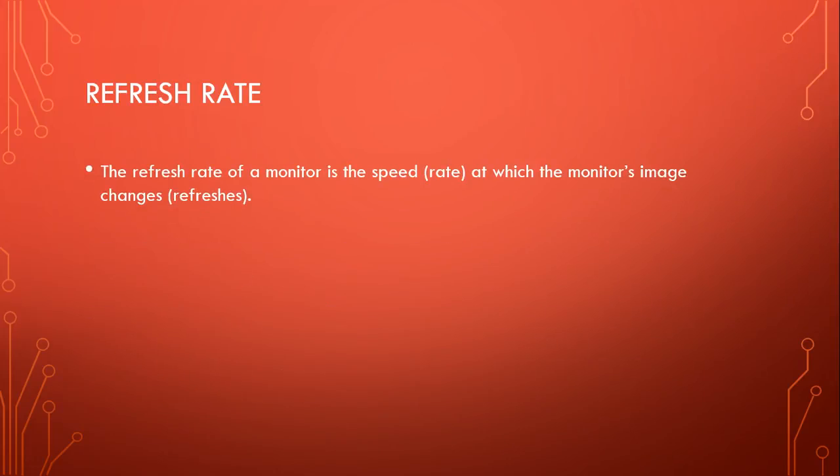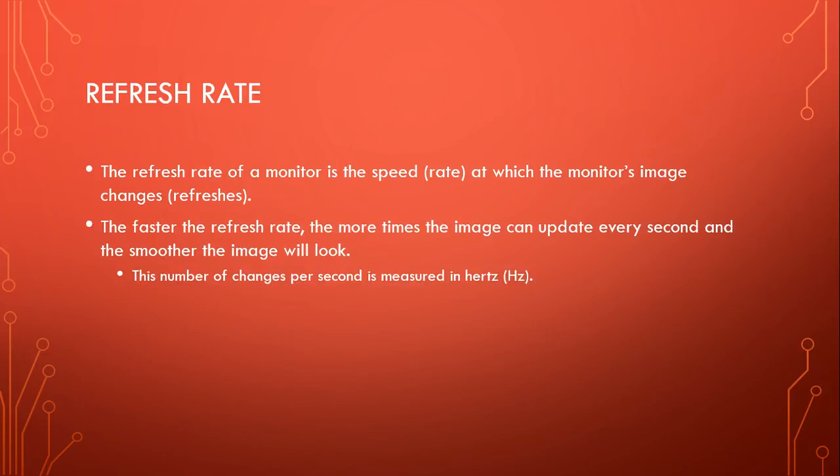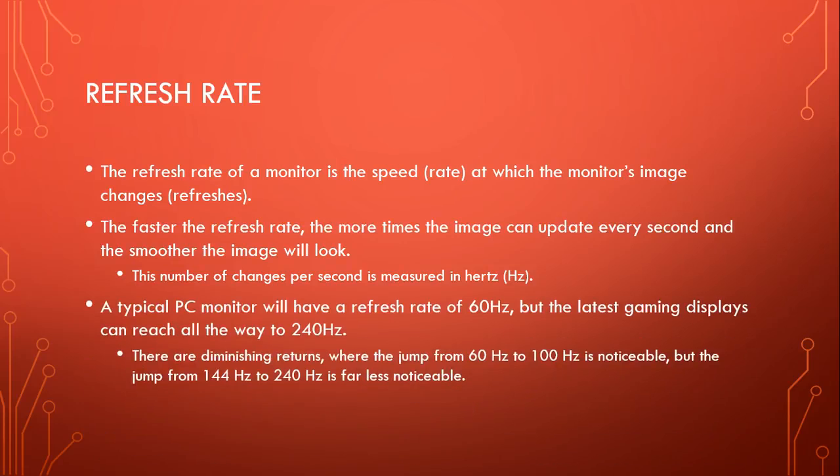Next is refresh rate. The refresh rate of a monitor is the speed, or the rate, at which the computer monitor's image changes or refreshes. The faster the refresh rate, the more times the image can update every second, and the smoother the image will look. This number of changes per second is measured in hertz. Now, a typical PC monitor will have a refresh rate of about 60 hertz. Sometimes you'll see them at 70 or 85. Typically that's somewhere in the range, but most common ones are around 60.